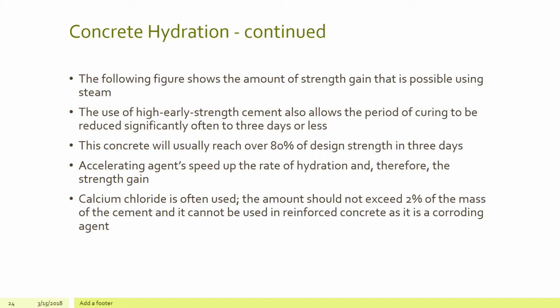Accelerating agents speed up the rate of hydration and, of course, the strength gained. Calcium chloride is often used. The amount should not exceed 2% of the mass of cement, and it cannot be used in reinforced concrete as it is a corroding agent, as mentioned before. But if we decide to use poly-coated rebar, we can take a look at that, but it's a cost factor that gets into the price of doing the work.